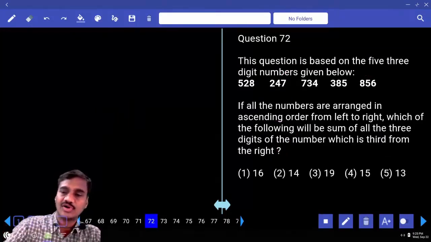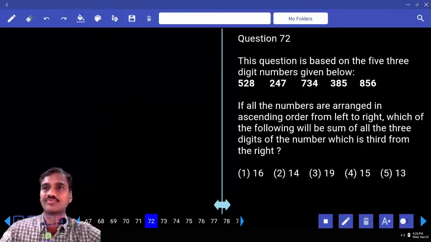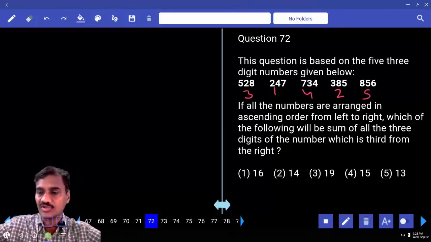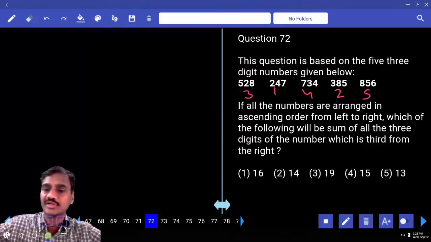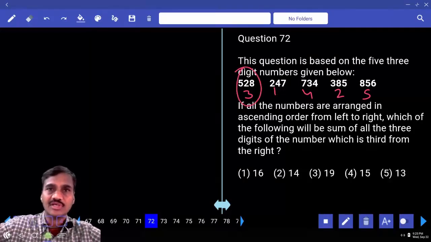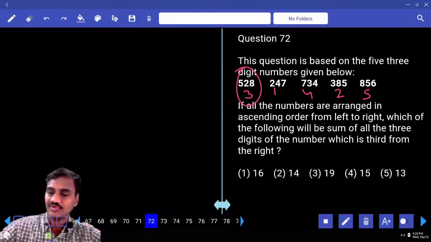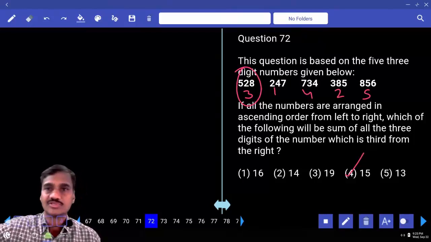Now in this 72, all the numbers are arranged in ascending order from left to right. Left hand side to right hand side, we put the numbers in ascending order. In ascending order this is 1, this is 2, and this is 3, 4 and 5. Then which of the following will be the sum of all the three digits of the number which is third from the right? Third from the right and third from the left is nothing but 528. 528, sum of the digits, what do we get? 5 plus 2, 7 plus 8, 15. 15, choice 4.